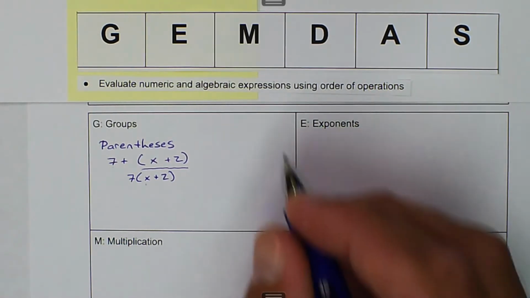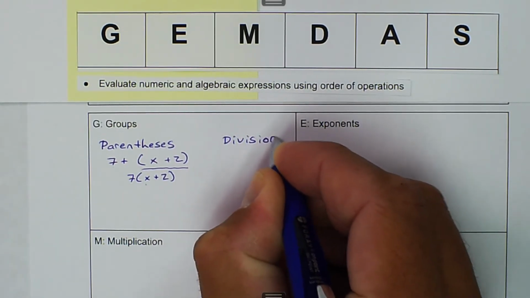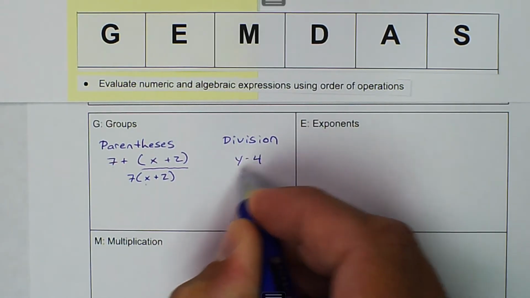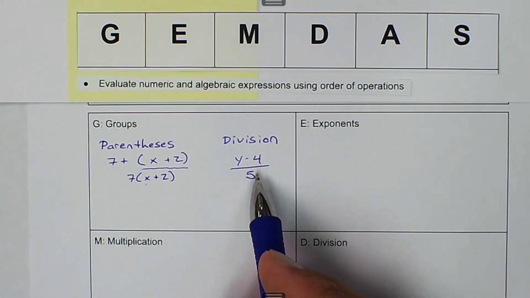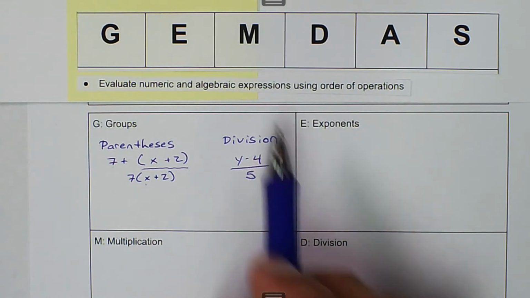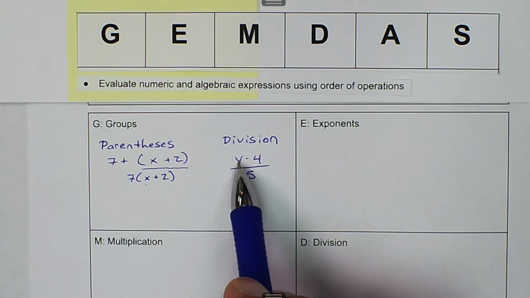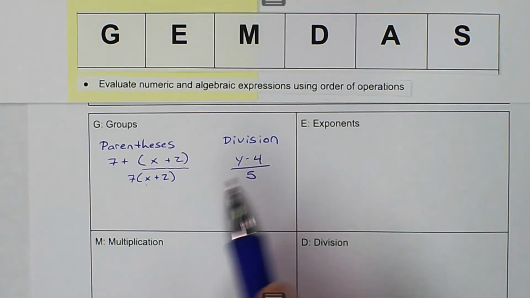Another example of grouping would be division. And we can group y minus 4 over 5. We cannot divide this top expression by 5 until we subtract. So even though as we're going down the list, division comes before subtraction, because the y minus 4 is in a group created by the division sign, we have to do what's in the group first.